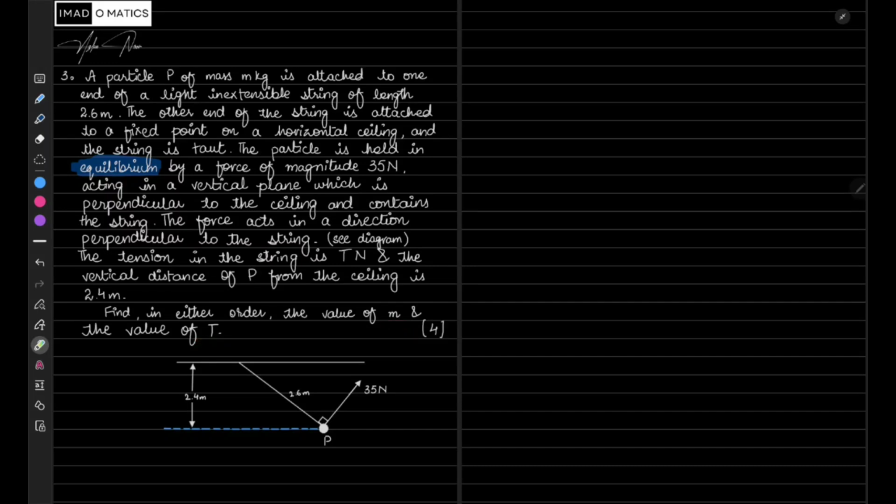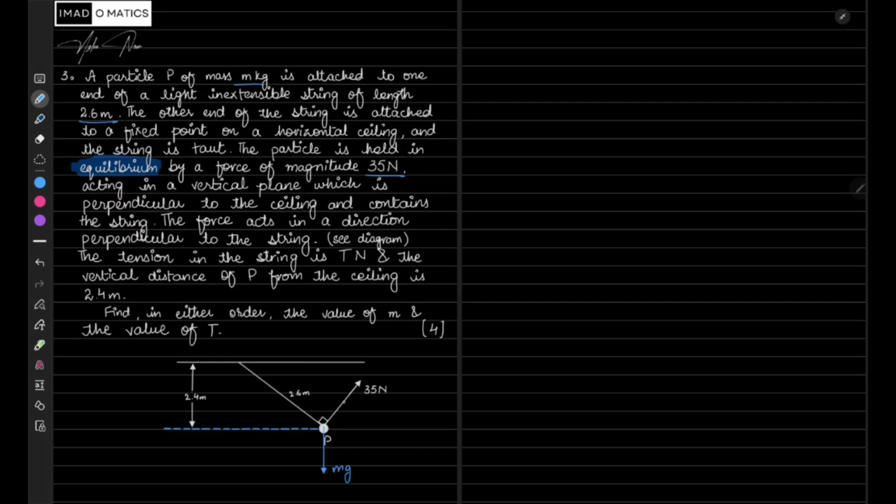So which things are given to us? The particle is of mass m kg. So when we represent the mass, we point it downwards, and the weight would be mg. The second thing given is that 2.6 meters is the length of the string. Lastly, the force is of magnitude 35 newtons as represented on the diagram. And now we need to talk about the tension in the string.